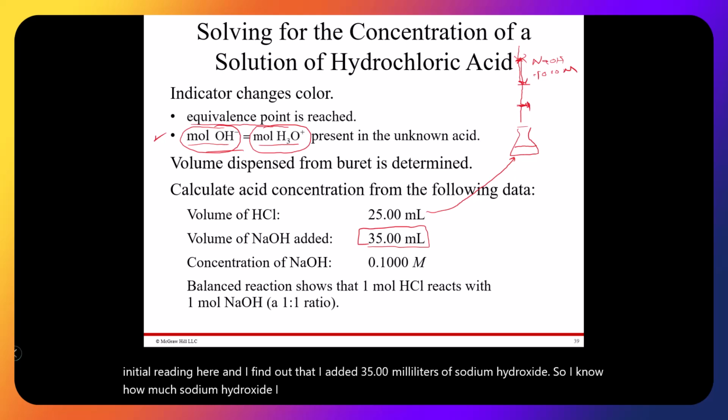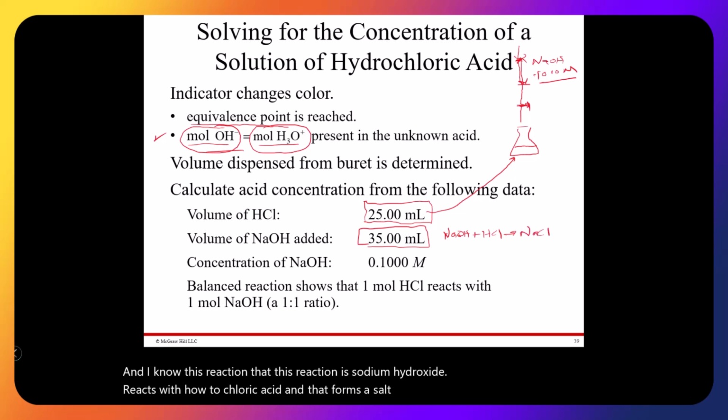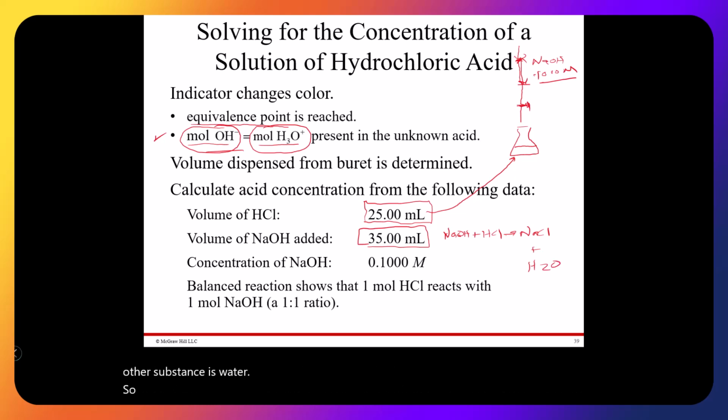So I know how much sodium hydroxide I added. I know what the concentration of the sodium hydroxide is. I know the volume of the hydrochloric acid. And I know this reaction: sodium hydroxide reacts with hydrochloric acid, and that forms salt, which we're not interested in, and the other substance is water. So I know that's the reaction, it's balanced, it's 1 to 1. So for every 1 mole of hydrochloric acid consumed, 1 mole of sodium hydroxide is consumed.